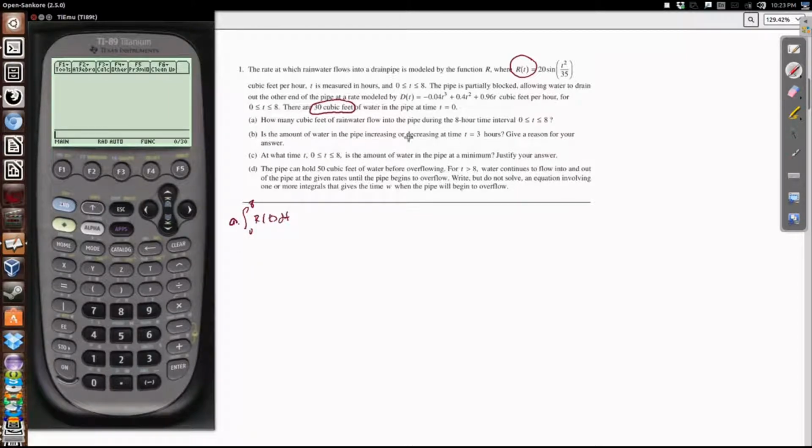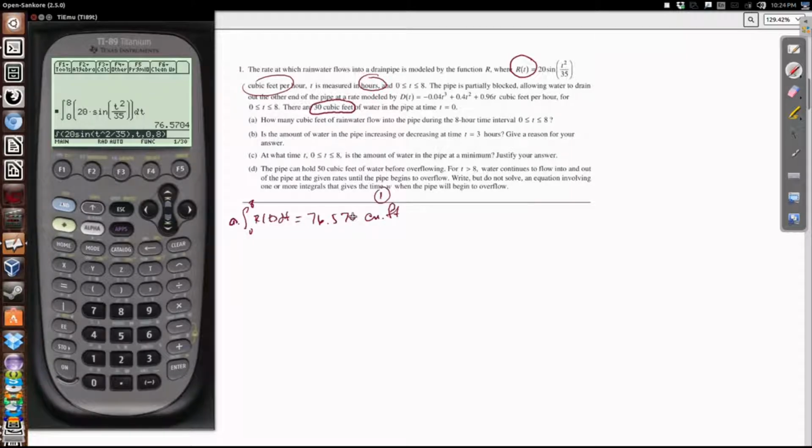So I want to find the, let me get to my calculator mode. So I want to do the integral of, this is going to be 20 times the sine of t squared divided by 35. And I'm going to be integrating with respect to t from 0 to 8. And this will give me my answer, which is 76.570. And because they've been giving us units here, cubic feet per hour, and hours, cubic feet are our units for our volume here, and the units are going to be very important.